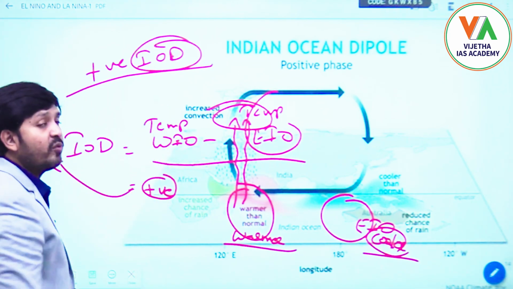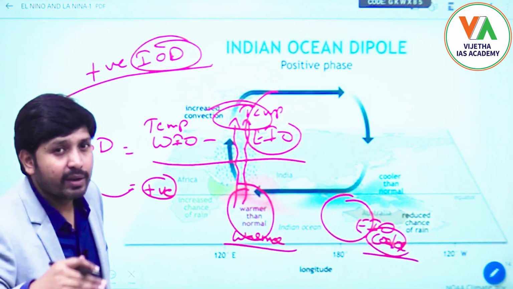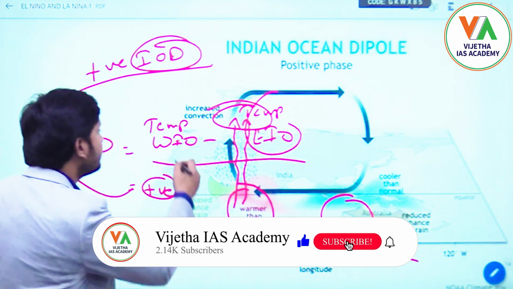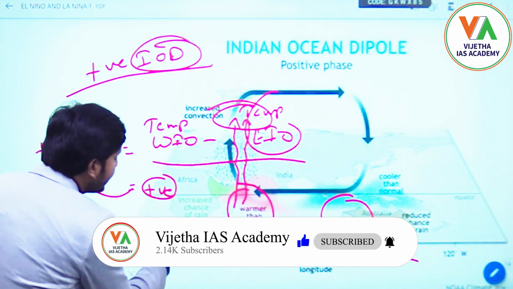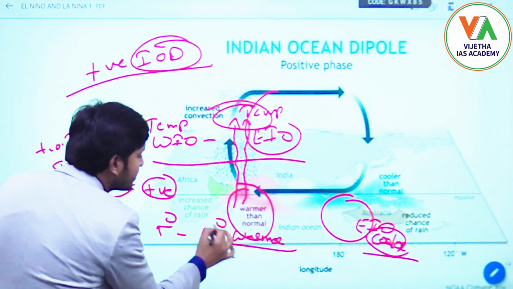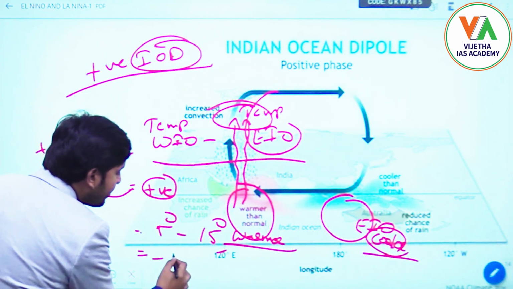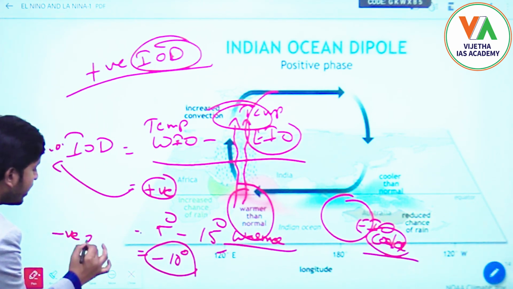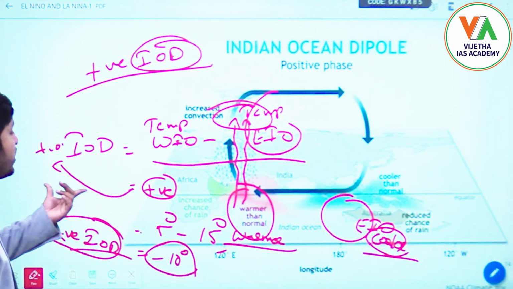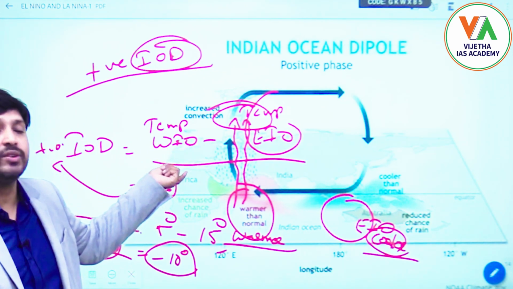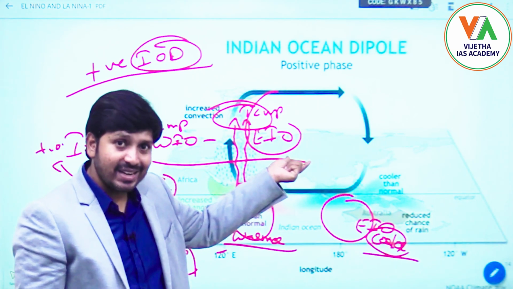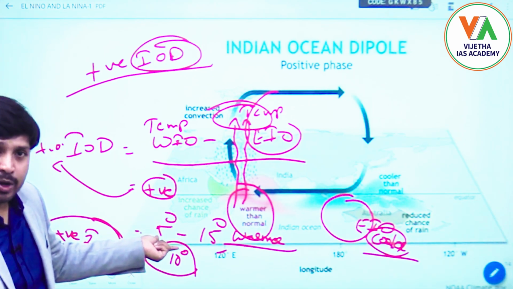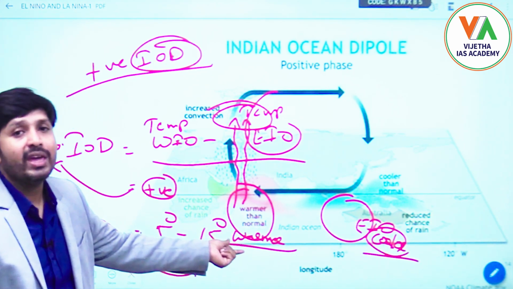If the temperature of Western Indian Ocean is cooler, meaning lesser compared to the Eastern Indian Ocean, let us assume this temperature is around 5 degrees and here the temperature is around 15 degrees because it is warmer, right? So in this case it becomes minus 10 degrees. Once it becomes negative, it is called negative Indian Ocean dipole. So positive Indian Ocean dipole means the temperature of Western Indian Ocean is greater than the temperature of Eastern Indian Ocean, and negative Indian Ocean dipole means the temperature of Western Indian Ocean is lesser than the temperature of Eastern Indian Ocean.